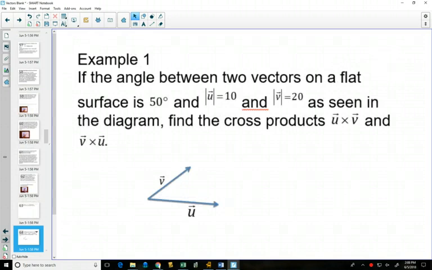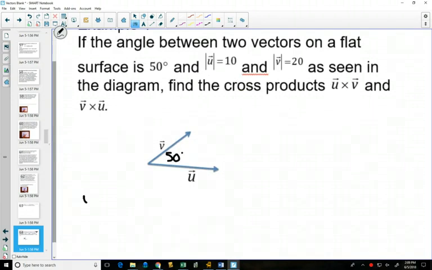So using our formula, we can do some mathematics. The angle between two vectors on a flat surface is 50 degrees. So we know this is 50 degrees. And the length of U is 10, and the length of V is 20. Find the cross product U cross V and V cross U.